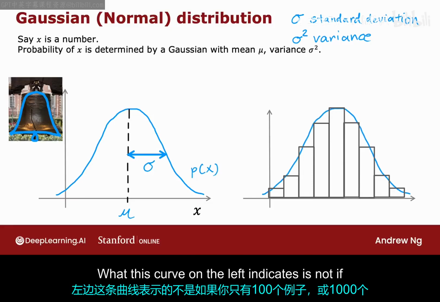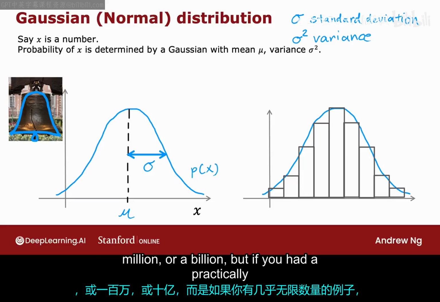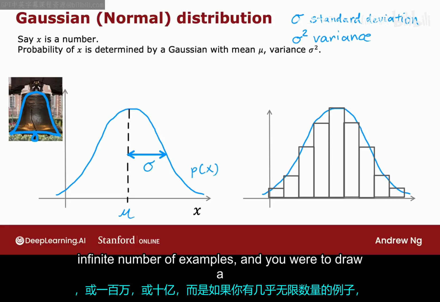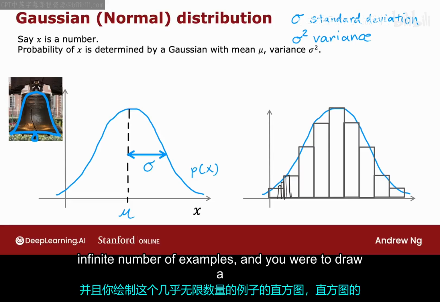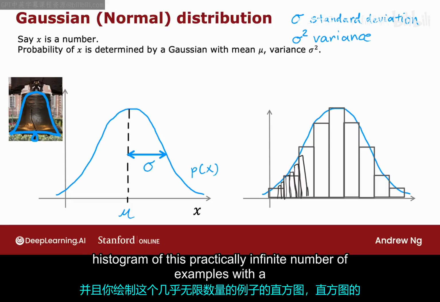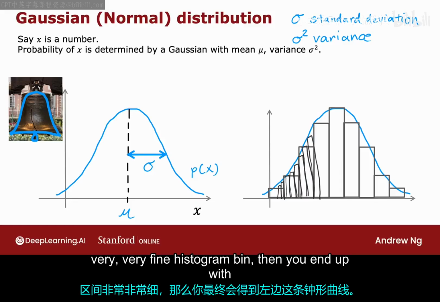And what this curve on the left indicates is not if you have just 100 examples, or 1,000, or 1,000,000, or 1,000,000,000, but if you had a practically infinite number of examples, and you were to draw a histogram of this practically infinite number of examples with a very, very fine histogram bin, then you end up with essentially this bell-shaped curve here on the left.